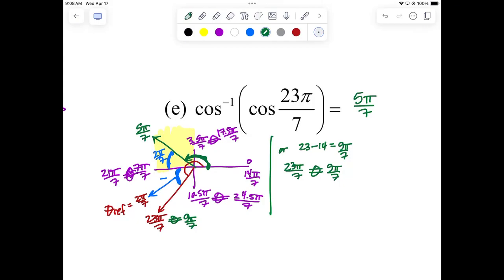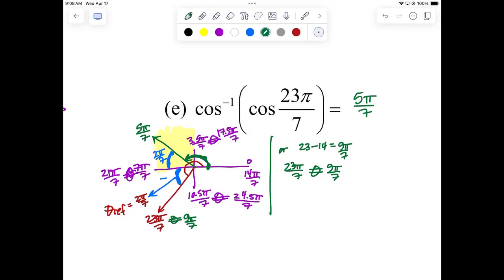2 pi sevenths is the reference angle. You can do it one of two ways. You're counting by 3.5 pi sevenths, so you can just keep going. It's more than one rotation, right? So if you go around one time, you get 14 pi sevenths. You can keep going: 17.5 pi sevenths, 21 pi sevenths, 24.5 pi sevenths, and that tells you that 23 pi sevenths lives in quadrant 3. How far is it from 21 pi sevenths to 23 pi sevenths? 2 pi sevenths.